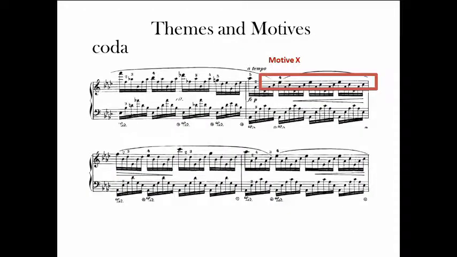And now what happens in the coda is that we get motive X back again. So we get this repeated set of E-flat notes. It's literally a copy-paste of the beginning material. But in this section, it sounds almost like a memory of the beginning. So I think Chopin uses this motive as a memory of what happened all throughout this piece. And here it comes.